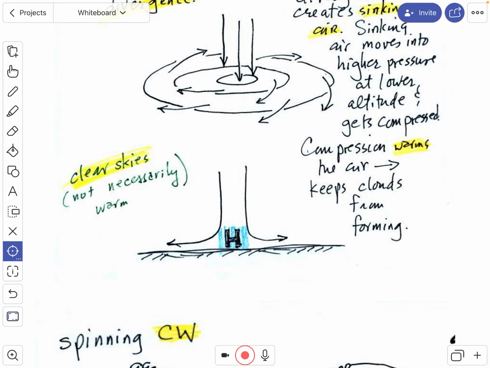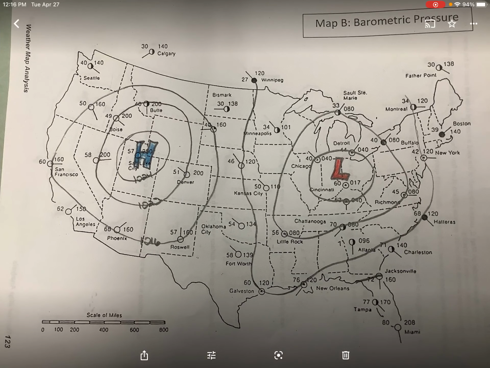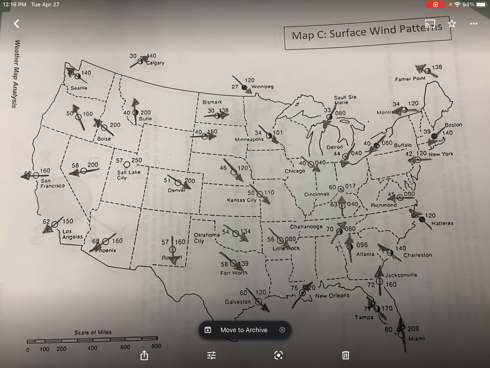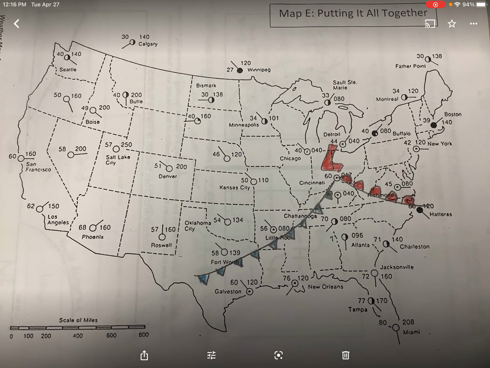And if you consider back with our pictures over here, our high pressure out to the west in Salt Lake City, this area of the country, very high pressure. Look at the station models. You'll notice that all of them have clear skies, not necessarily warm, but definitely clear skies. And if you look at the wind patterns, you can see all the arrows are directed away from Salt Lake City. And if you look at the actual precipitation patterns, there's no rain over here on the western side of the country. Okay, so all of that is kind of related to the idea of that sinking dry air.